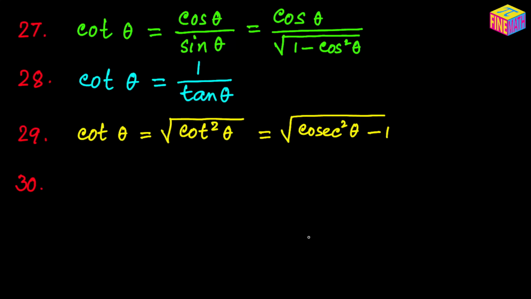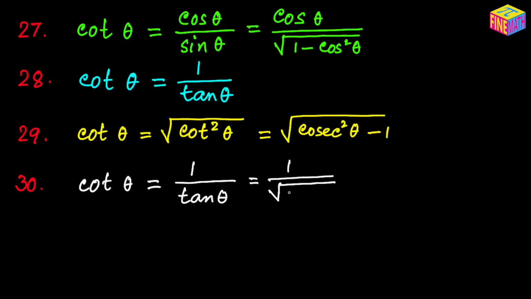Next, we are going to convert cotangent theta in terms of secant of theta. So can we write it as 1 over tangent of theta? And then from here, can we write it as 1 over square root of tangent square of theta? And then we can write it as 1 over square root of secant square theta minus 1. This is from the Pythagorean identity, where we know that secant square theta is equal to 1 plus tangent square theta. So wherever we had tangent square theta, I wrote secant square theta minus 1. And this is the value of cotangent of theta in terms of secant of theta.